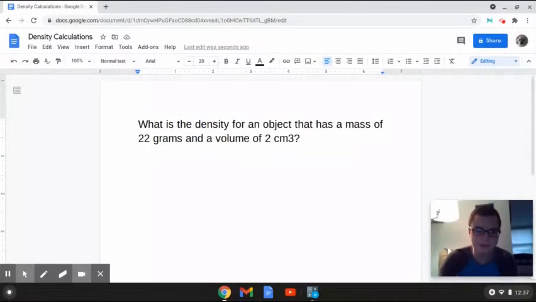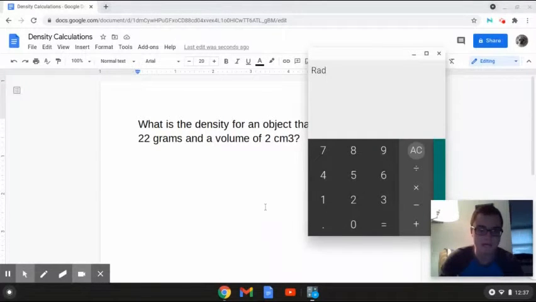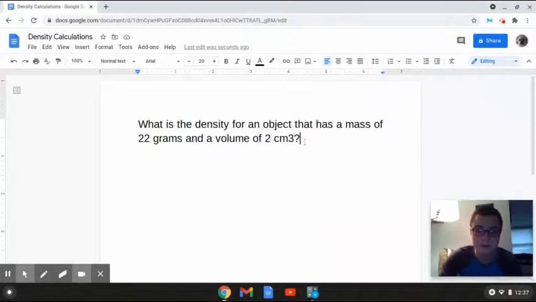Okay, so this next problem reads, what is the density for an object that has a mass of 22 grams and a volume of 2 centimeters cubed? Alright, so in this problem, we are given 22 grams for mass and 2 centimeters cubed for volume, and we need to figure out the density. And the way that we're going to be doing that is like we did before in the last problem, only this is a word problem, but we're given the numbers. We're going to be taking the mass and dividing it by the volume. So we're going to be taking the mass, which is 22, and dividing it by the volume, which is 2. Okay, so that will give us 11.